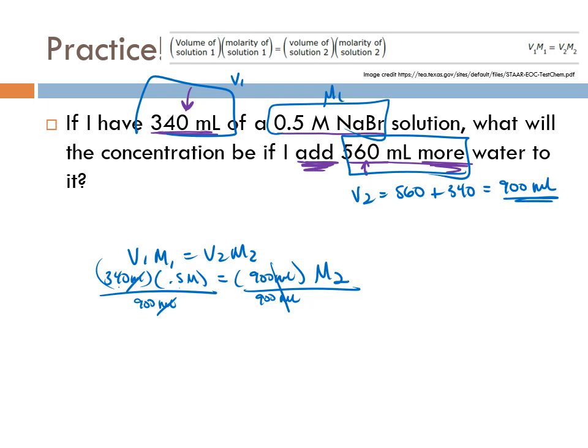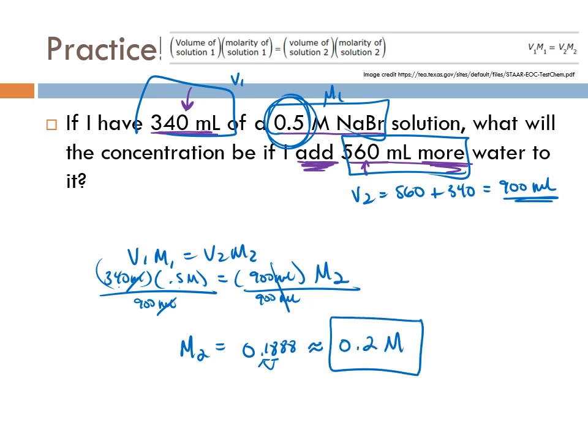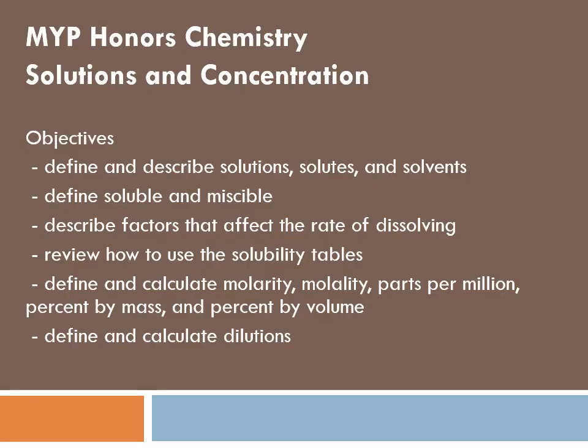340 times 0.5 divided by 900 gives us a molarity of 0.1888 repeating, and I get to keep exactly 1 sig fig, and so my final answer, that 8 will turn that 1 into a 2, and we did it. Our new molarity will be 0.2 molar. All right, we did it, my friends.